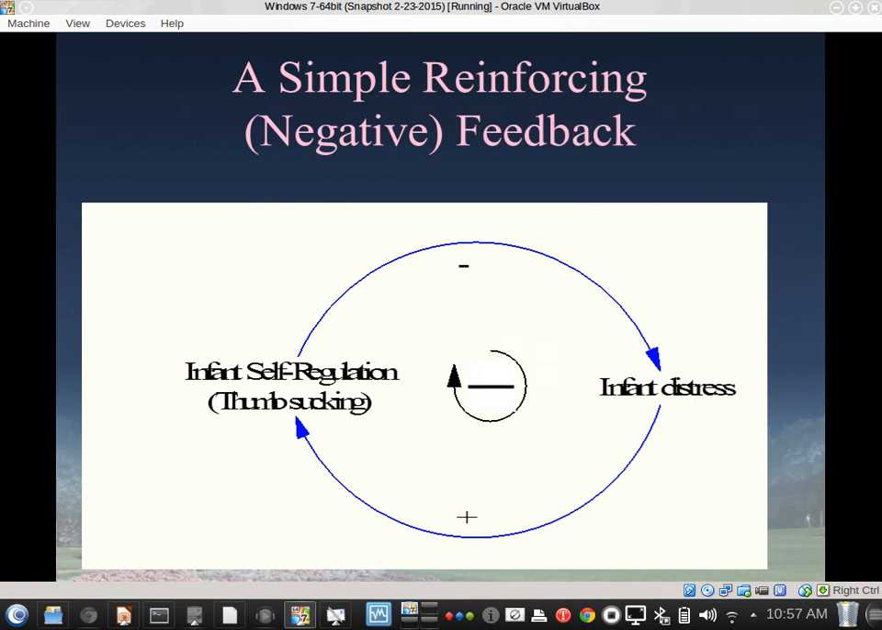By contrast, we can have situations that are regulatory in nature, where there's some amount of self-regulation, for example, and that ends up controlling the infant distress. So here we have a situation where this change triggers a cascading series of changes that push back against that original change, helping lessen that distress. And this is very common in our lives.